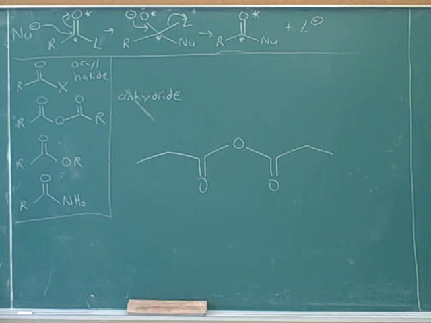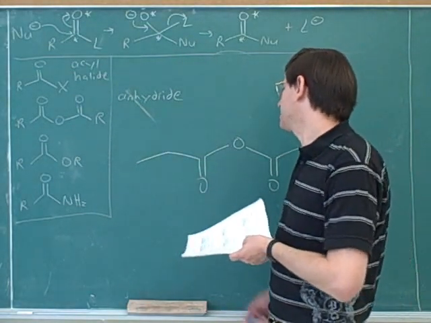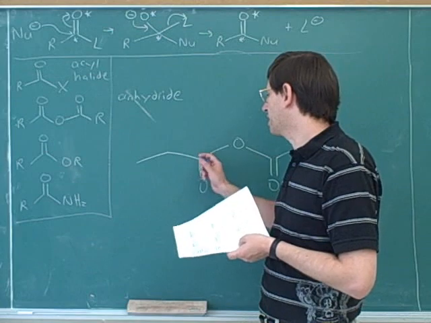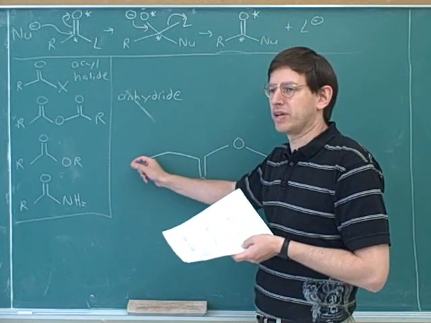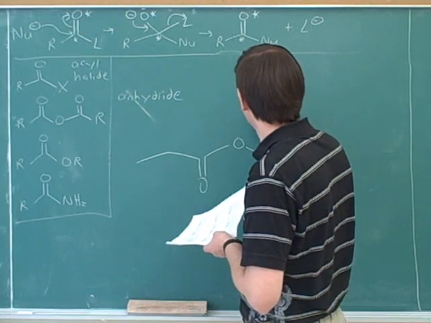Is this an anhydride? Yes, it is. So now we need to learn how to name this. Well, notice that the chain over here has three carbons. One, two, three. Three carbons. The root for three carbons is prop.